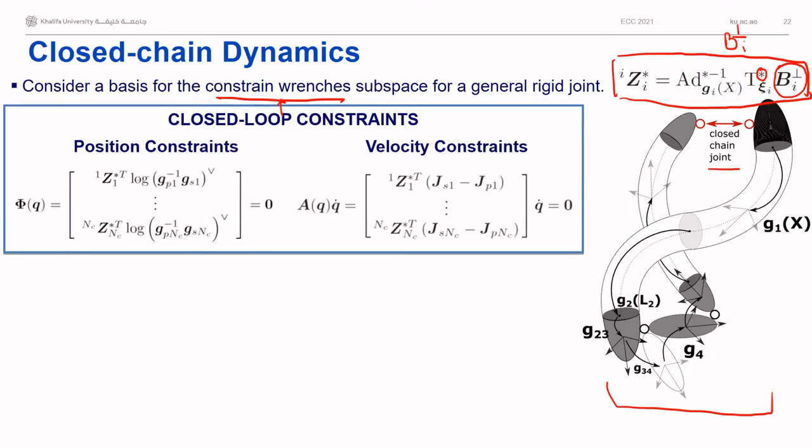The position constraint can then be obtained by projecting the logarithm of the relative configuration between the two bodies connected by the closed chain joint, for each of the closed chain joints in the system. And similarly, the velocity constraint uses the Jacobian of these two connected joints.